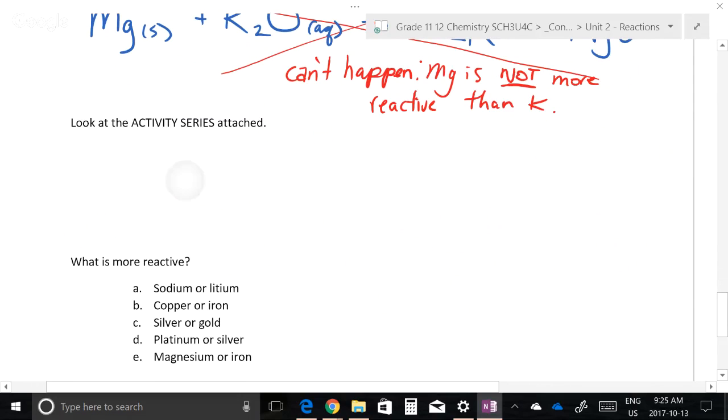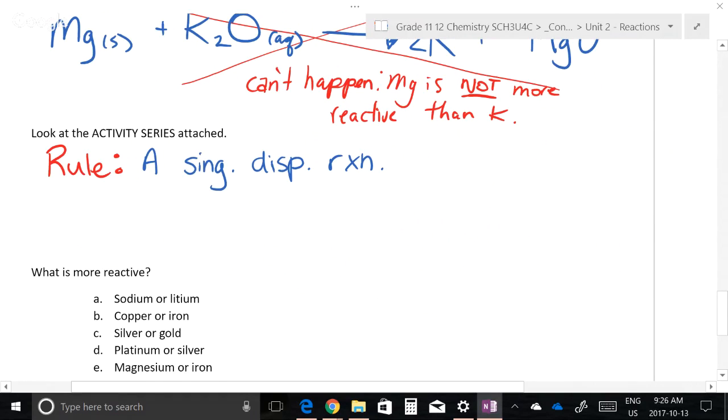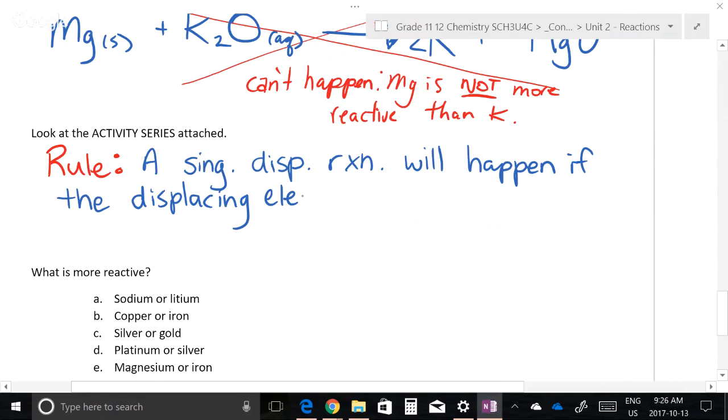So at the activity series, here's the rule. A single displacement reaction will happen if the displacing metal is higher on the activity series.